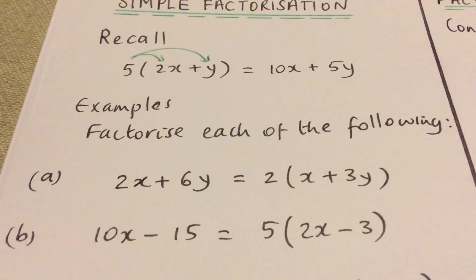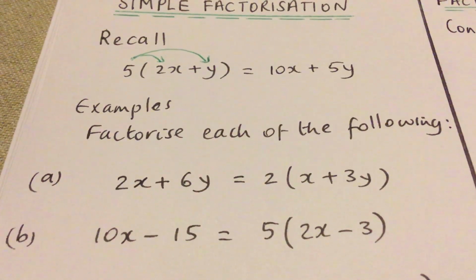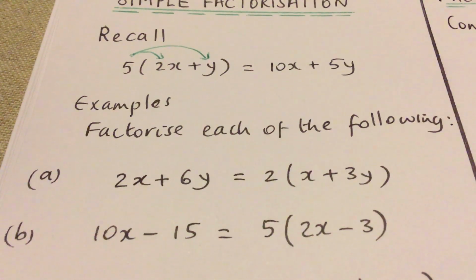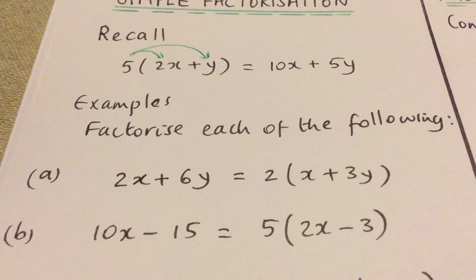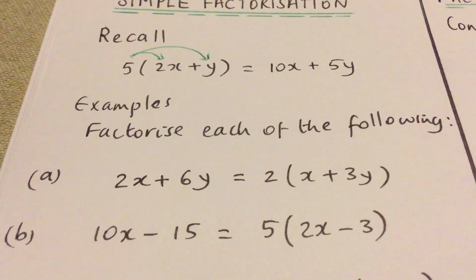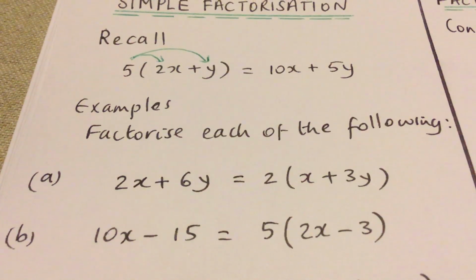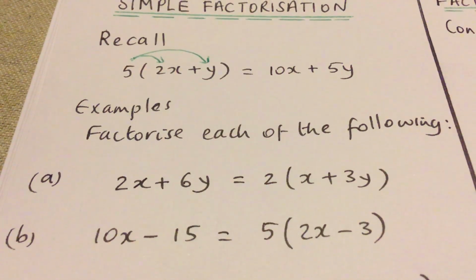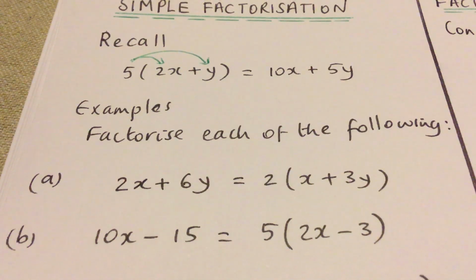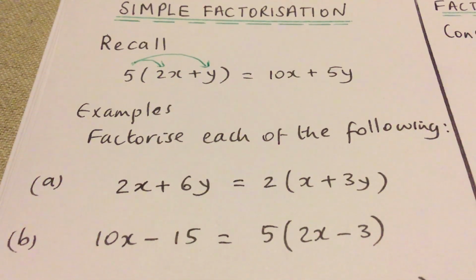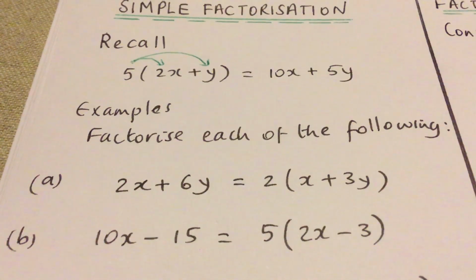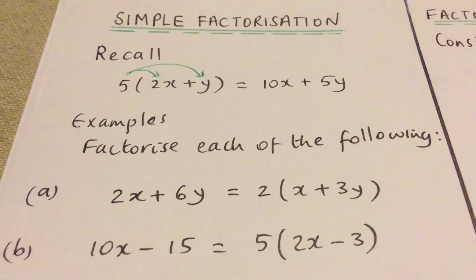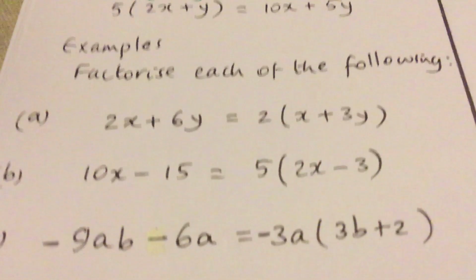Next one, 10x take 15. 10 and 15 are both divisible by 5 and there are no letters that are common, so 5, and then again you ask yourself the question, 5 times what will give me 10x? That should be 2x, so you write 2x inside the bracket. And then 5 times what will give me negative 15? That should be negative 3. Again, you can check. It's good to check your answer all the time so that if you're wrong, you know you can fix it up.